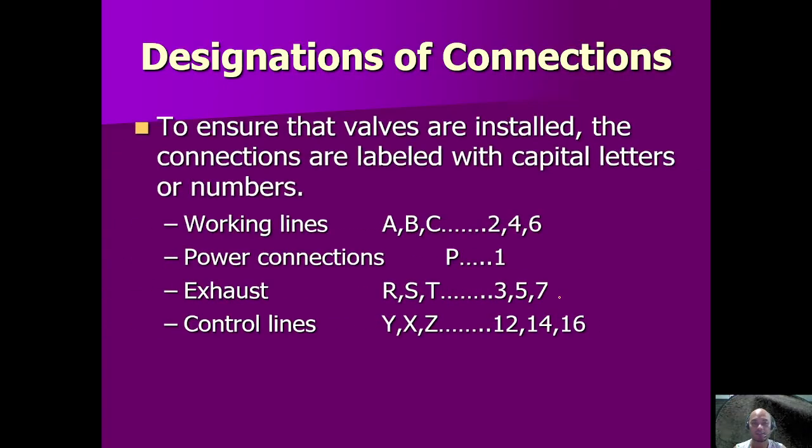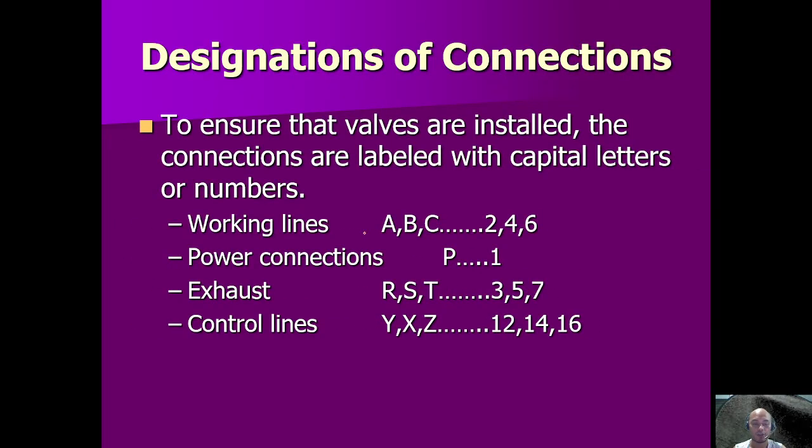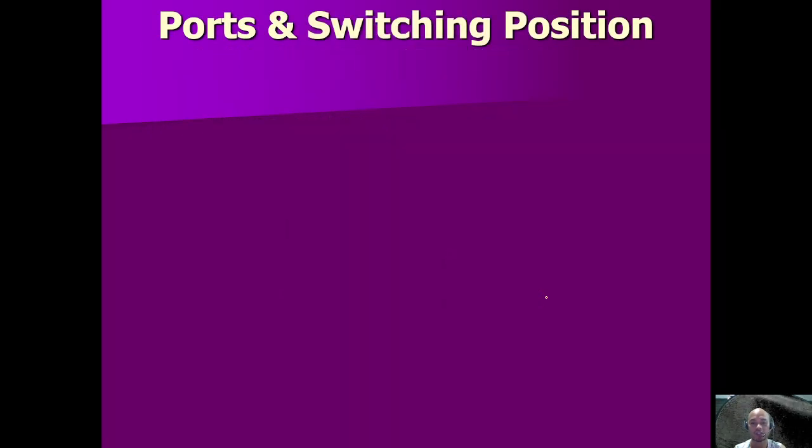Next, designations of connections. Usually we have A, B, C, and 2, 4, 6 for working lines. We have power connections P and 1. We have exhaust, usually R, S, T and 3, 5, 7, usually odd numbers. And we have control lines Y, X, Z, and 12, 14, 16. So those are the usual letters and numbers used in our designations for connections.